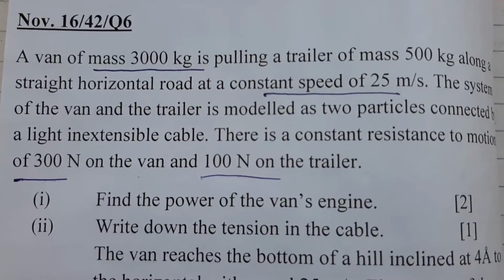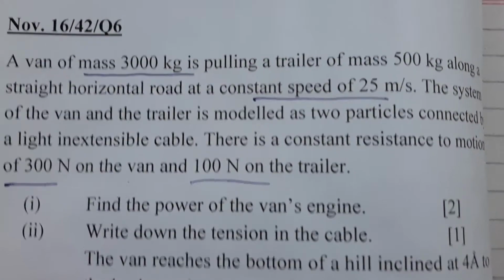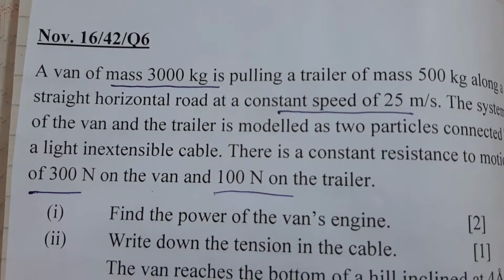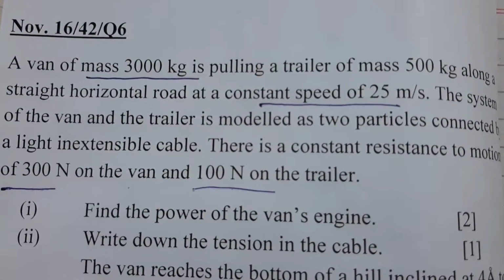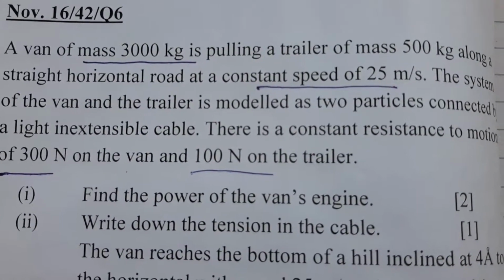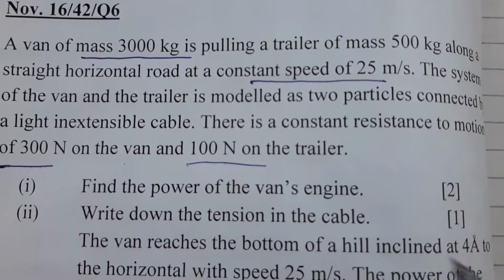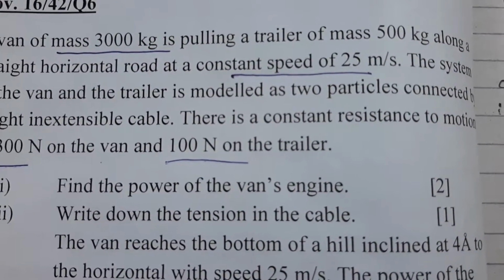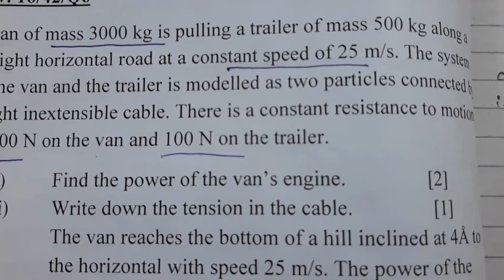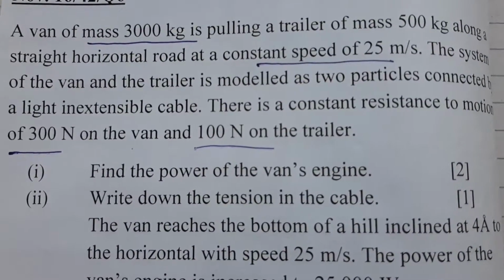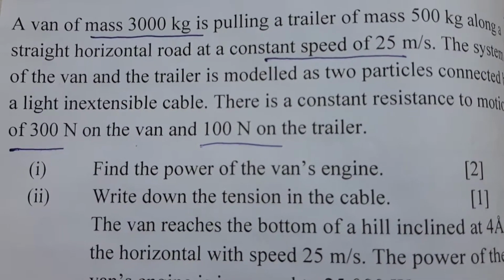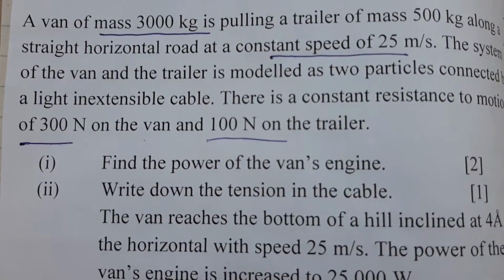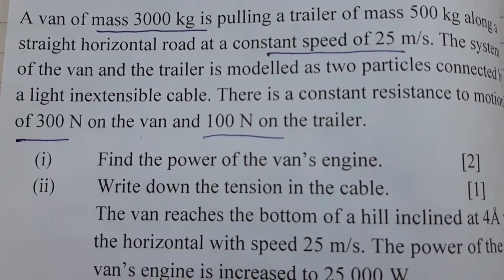This question is from November 16, variant 4.2, question 6. In this question, a van is pulling a trailer and they are connected by an extensible cable. The mass of the van is 3000 kg and the trailer is 500 kg. They are moving with a constant speed of 25 meters per second. Both van and trailer face constant resistance, which is 300 and 100 Newton.